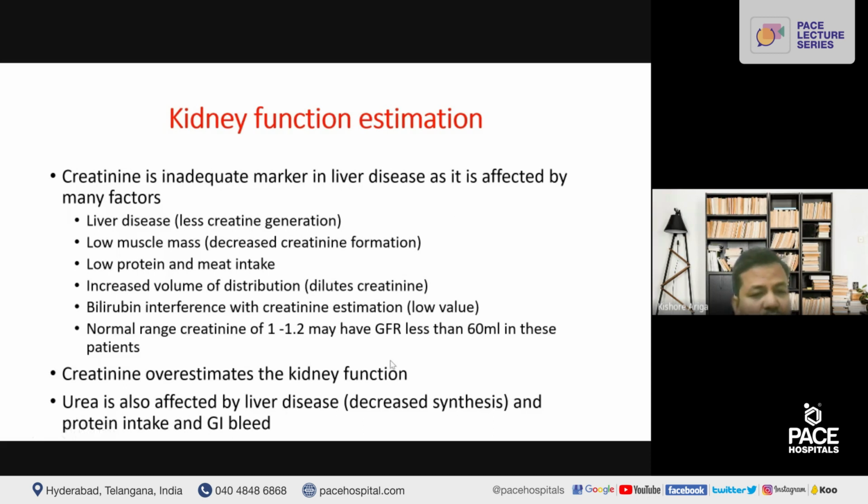With respect to urea also, as urea is produced in the liver, if the patient has liver disease there is decreased synthesis of urea, and it can also be affected by protein intake and GI bleeds, which can lead to increased urea levels in these patients.